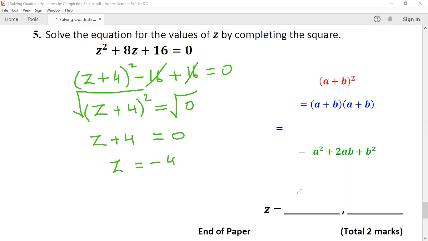And when I write this minus 4 there, it looks like that one value is missing. Actually, all of the quadratic equations are meant to have two solutions. But sometimes we get one solution, but in that case, that solution will be repeated. So it's a repeated solution.